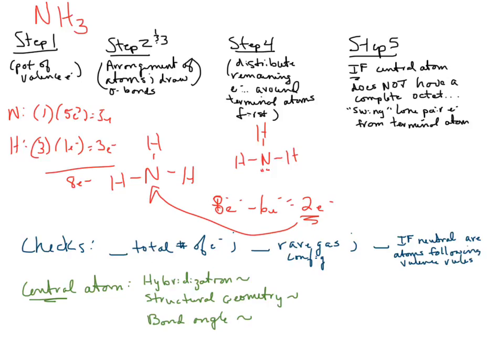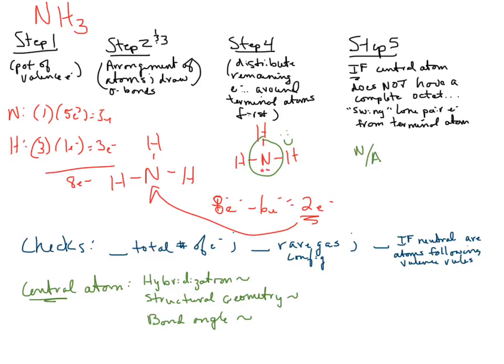Step 5 may or may not apply. Step 5 is about the central atom. It says if the central atom does not have a complete octet, swing lone pair electrons in from a terminal atom. So I would put N/A there. It does not apply. Look good? So we continue down, and we've got a couple of sections.